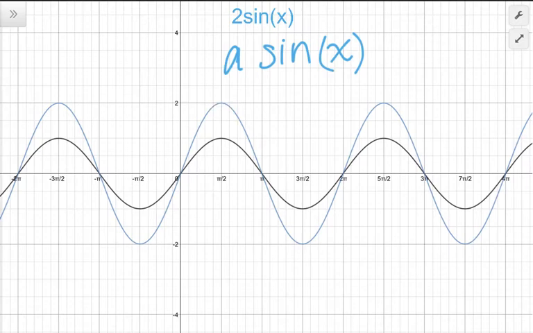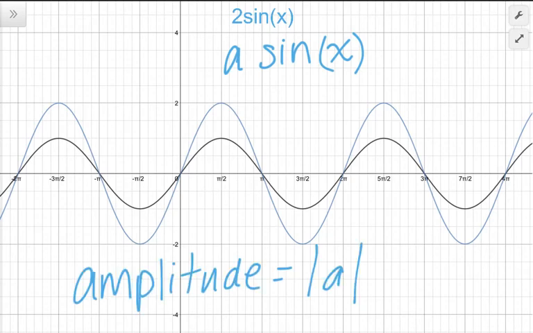So if our a happened to be a fraction, like 1/2, for example, our graph would have gone down. It would have compressed vertically, and our new amplitude would have been 1/2. So it still would have been a. Therefore, whenever we have an a out in front, the amplitude of our new graph is going to be absolute value of a. So I say absolute value of a just because amplitude is a distance.